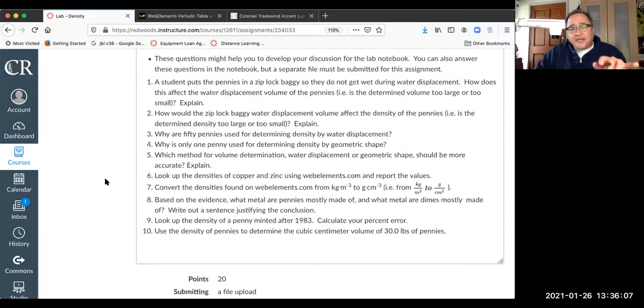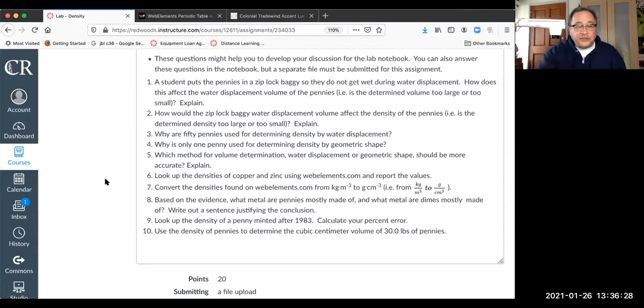Number 8, you're going to say, well, I think pennies are mostly made out of this based on the density, and so forth and so on. Number 9, look up the density of a penny minted after 1983, calculate your percent error. So I'm going to show you how to calculate percent error.